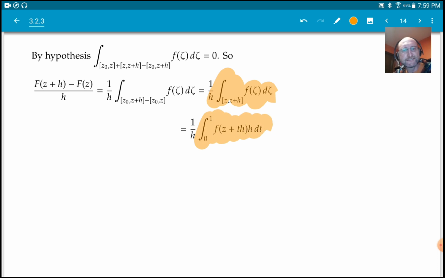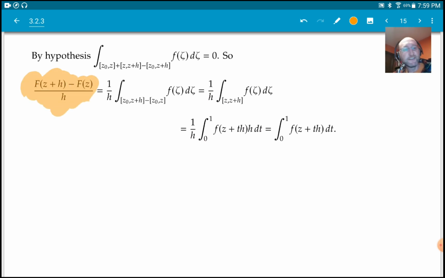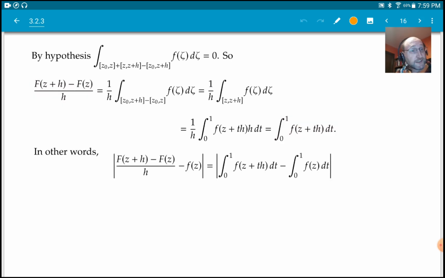Well, let's just write down the usual definition of parametrizing a segment, just affine linearly, right? So the derivative then becomes this h. Well, that's convenient. That cancels out here, right? So we have that the difference quotient is given by this formula, right? All right. So let's see what it goes to.